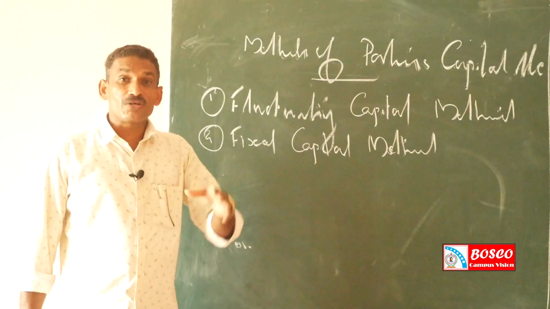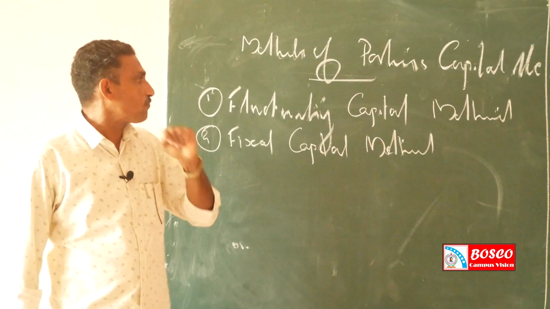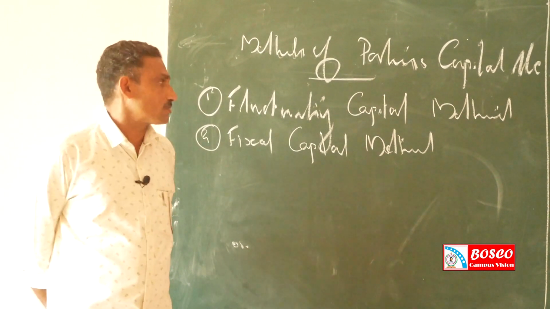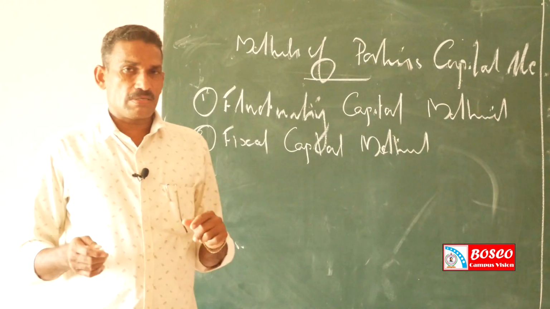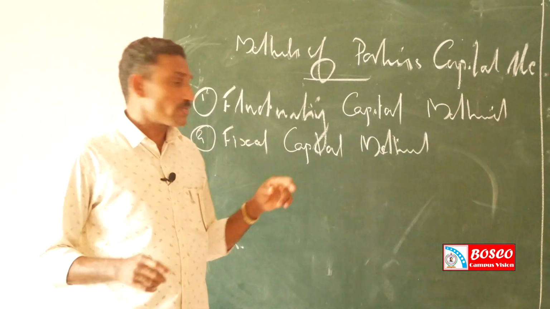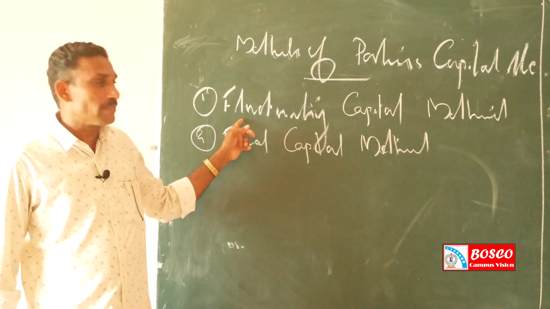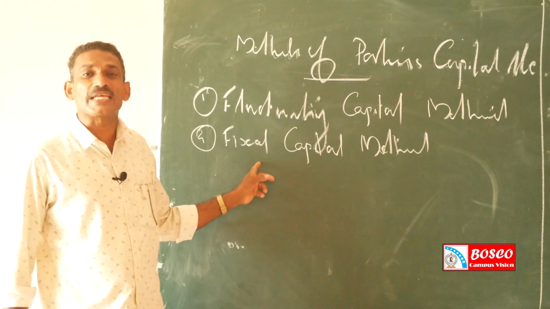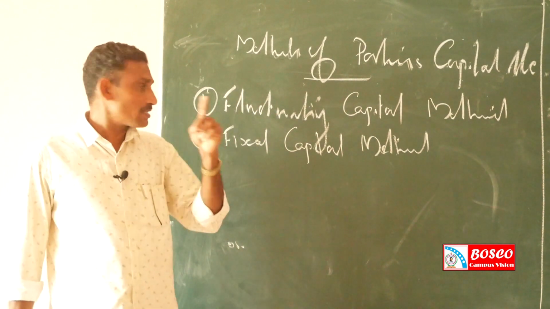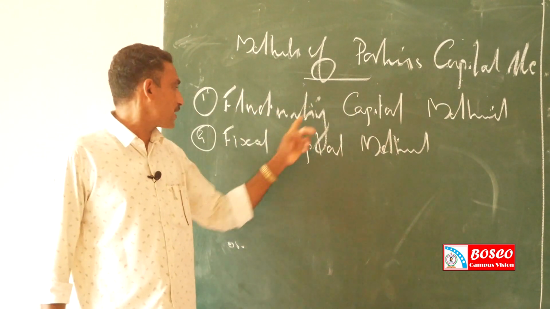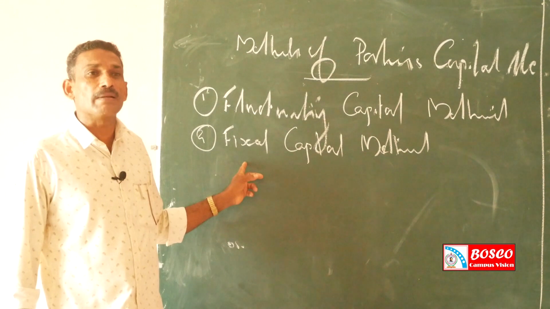Now we are going to discuss the methods of maintaining partner's capital account. There are 2 methods of maintaining capital accounts. They are the fluctuating capital method and the fixed capital method. So listen please, there are two methods: the fluctuating capital method and the fixed capital method.